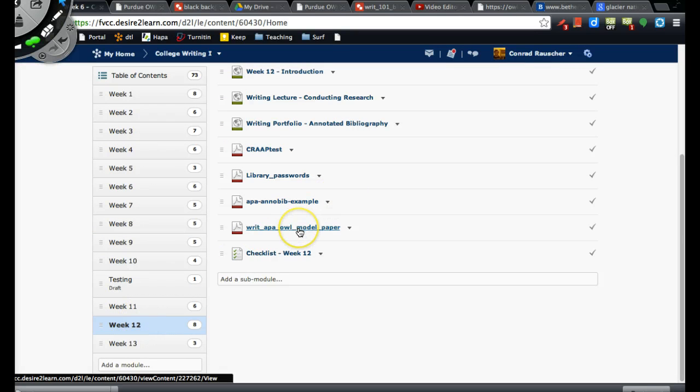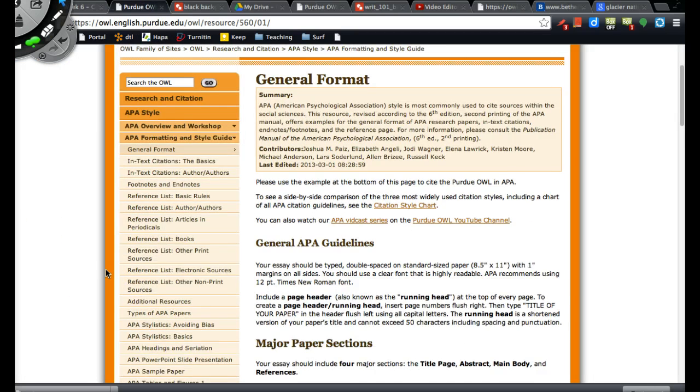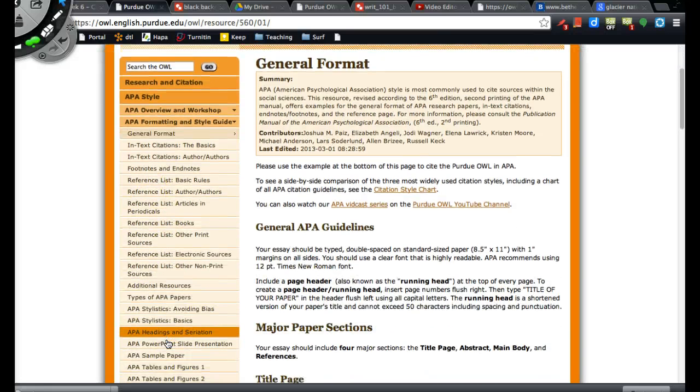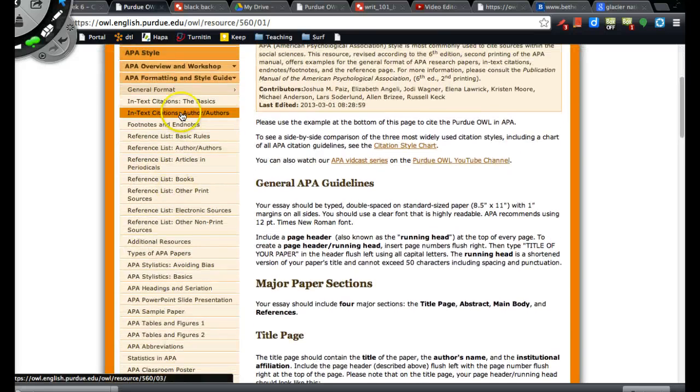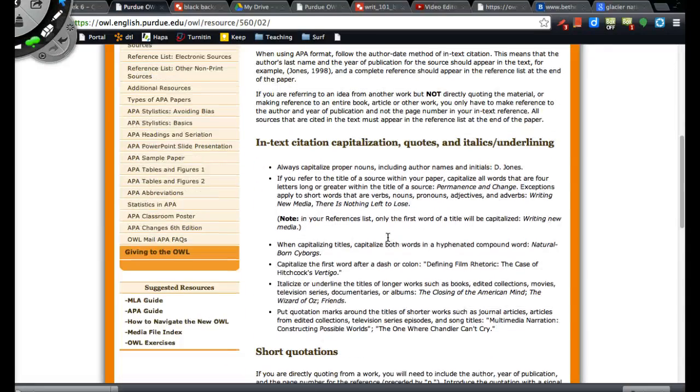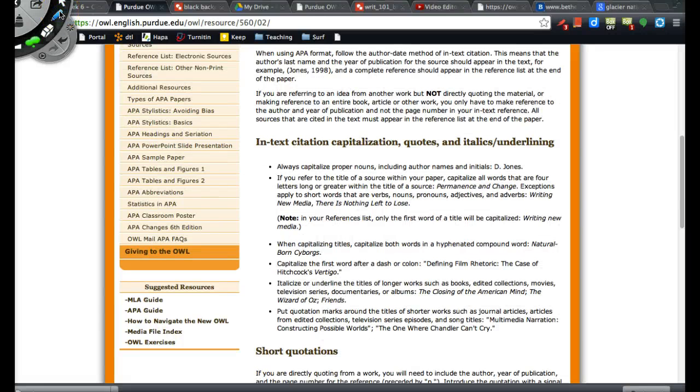In week 12, we have the OWL model paper. That's definitely something you should be taking a look at. The APA example you should have done at this point, but the OWL paper can also be found if you go to the Purdue University Online Writing Lab and follow the APA resource. So if you look over here, there's a whole bunch of APA guidelines. The first thing, I want to just start at the top, the basics. And so if you click here on the basics, it basically walks you through what overall APA citation looks like.